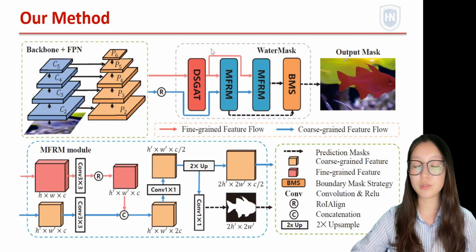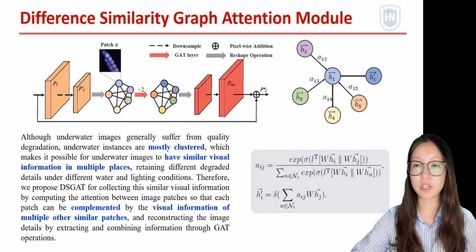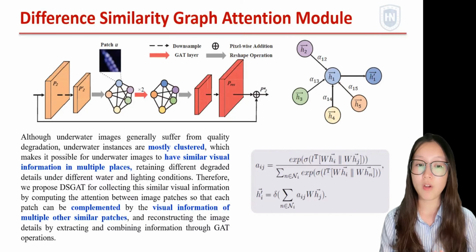The first one is the different similarity graph attention module. Underwater images generally suffer from quality degradation. However, underwater instances are mostly clustered, which makes it possible for underwater images to have similar visual information. Therefore, we propose the DSGAT module for collecting this similar visual information by computing the attention.